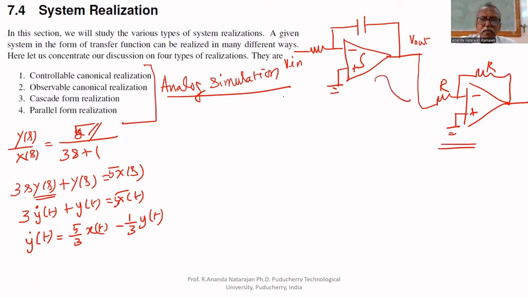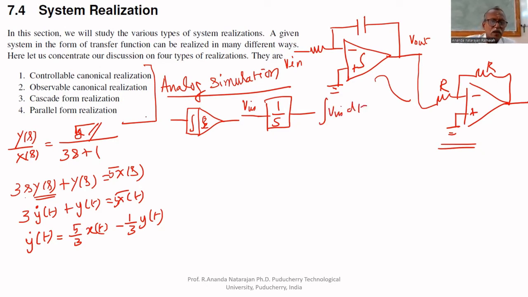So this can be written symbolically this way. Or you can put the integrator sign here. This is an integrator, and this is also equivalent to 1 by s. If you give v in here, the integral of v in dt is available in the output. By using this, we can simulate this in an analog way.